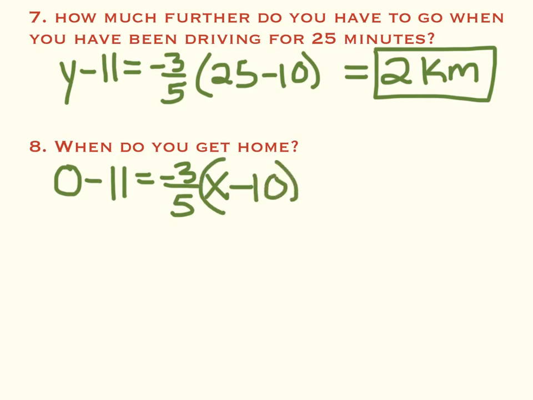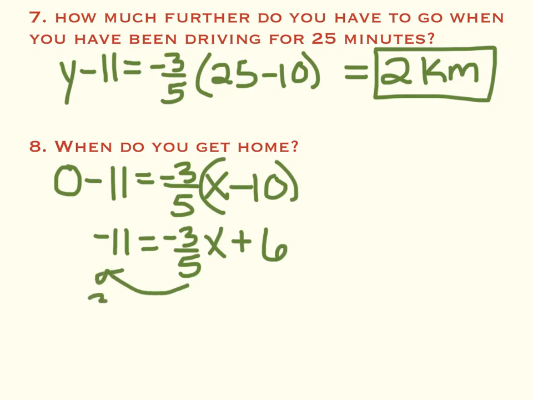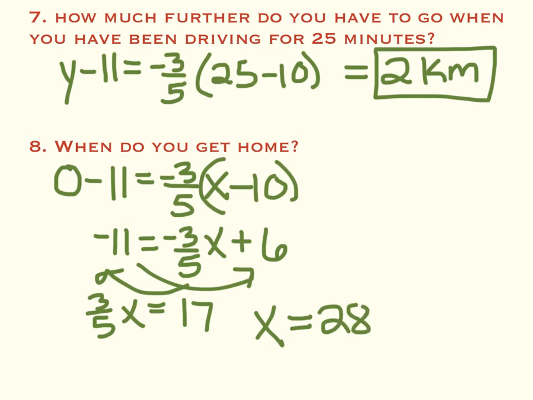So if we multiply this out, we've got negative 11 equals negative 3/5 x plus 30 divided by 5 is 6. So if I move this over here, 3/5 x equals, adding 6 over here, I'd get 17. Of course, the bell's going to ring in the middle of my presentation. But that gives us x equals 28 1/3 minutes. That's how long your trip takes. So 28 1/3 minutes after you left.